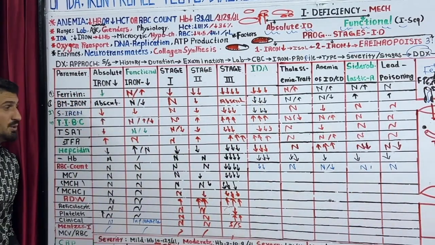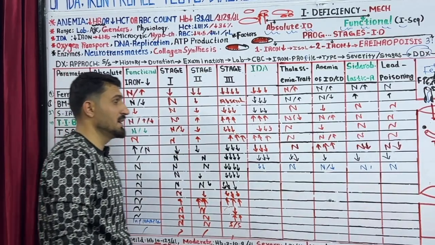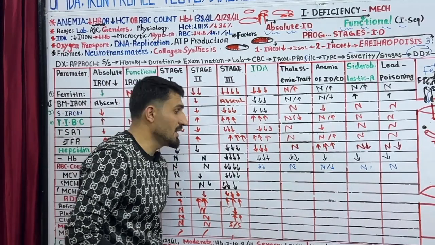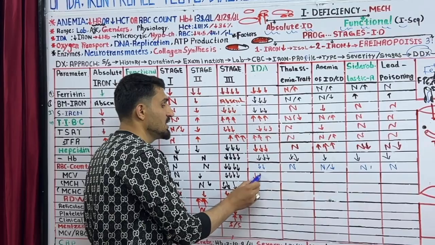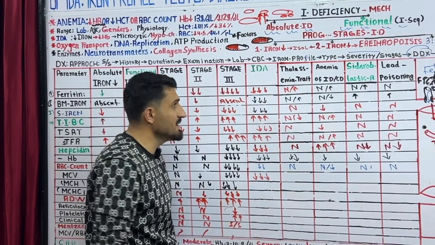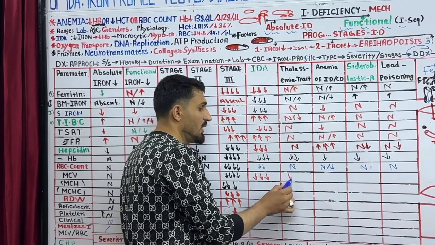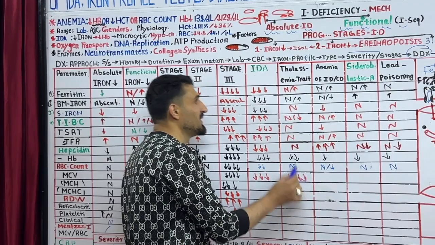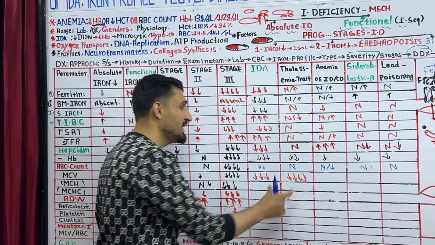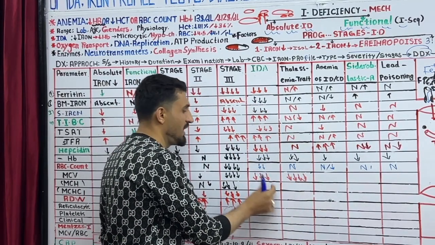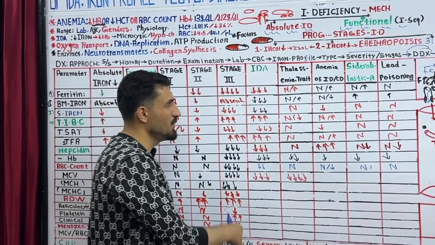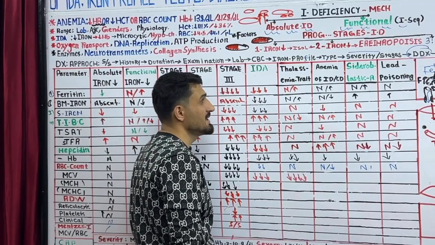Come here with MCV, mean corpuscular volume. This is very important. In iron deficiency anemia, mean corpuscular volume decreases, the size of RBC decreases. In thalassemia, it decreases more than in iron deficiency anemia. Here the size will be much smaller than in iron deficiency anemia. We will look at that later on.